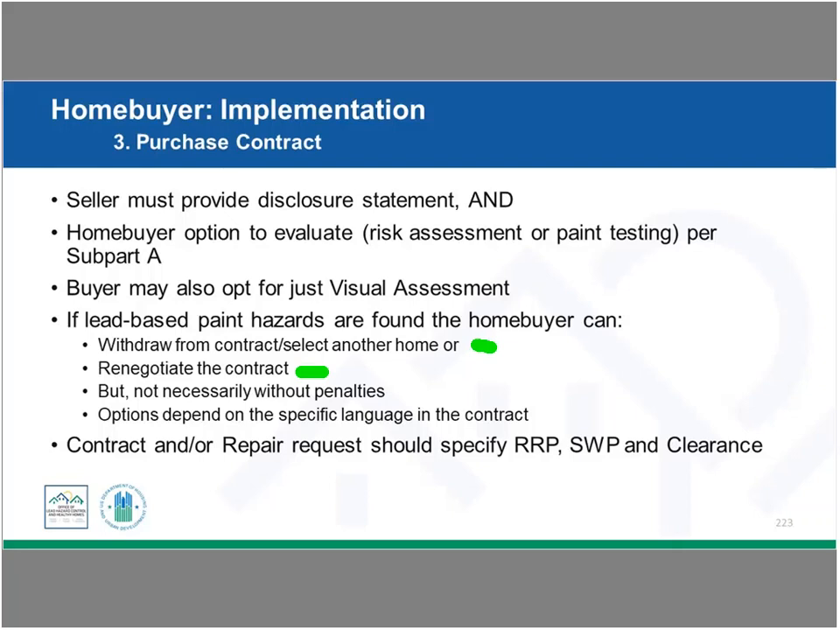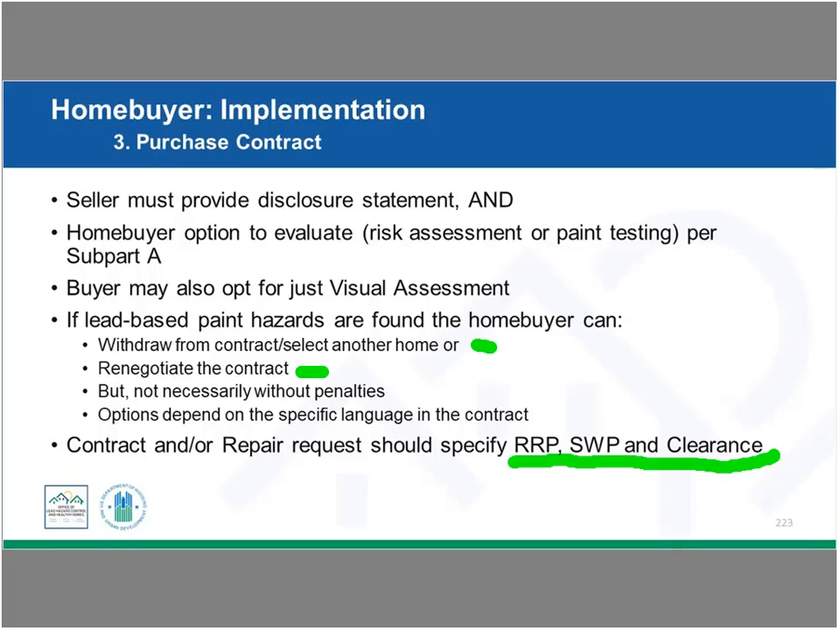So that needs to be part of that purchase contract process. Now, as part of the language, we would be saying that if paint stabilization needs to be done, if there are areas that need to be done, it needs to be done by a certified RRP contractor using safe work practices, and we're going to require a third-party clearance as part of this.